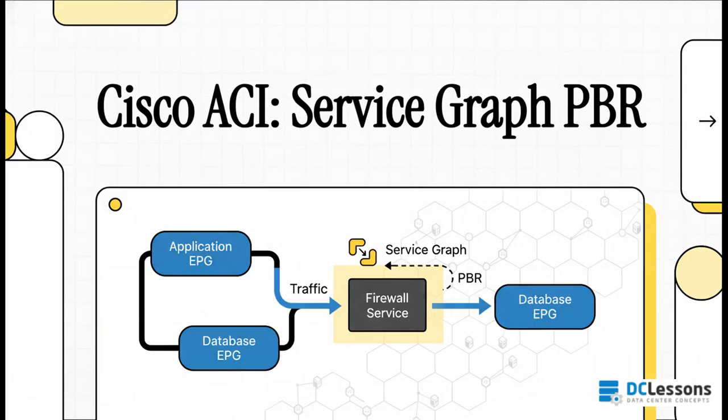All right, let's get into it. Today, we're going to demystify a really powerful feature in Cisco ACI, Service Graph with Policy-Based Routing, or PBR. Now, if you've ever had to wrestle with complex routing just to steer traffic through a firewall, you know the pain. We're going to break down exactly how PBR uses simple policies to do all that heavy lifting for you.